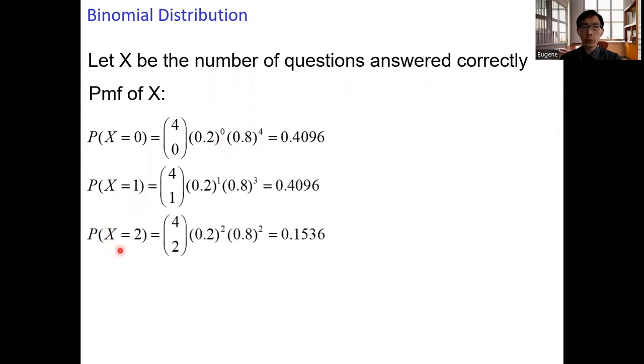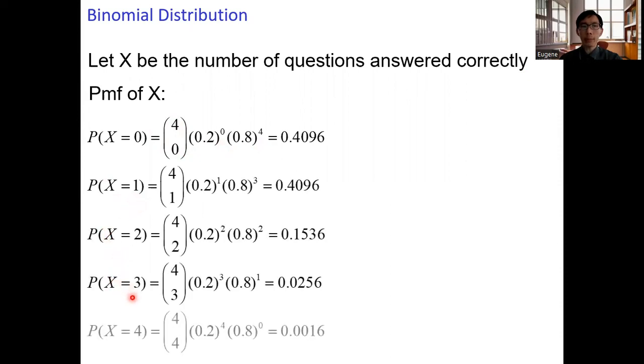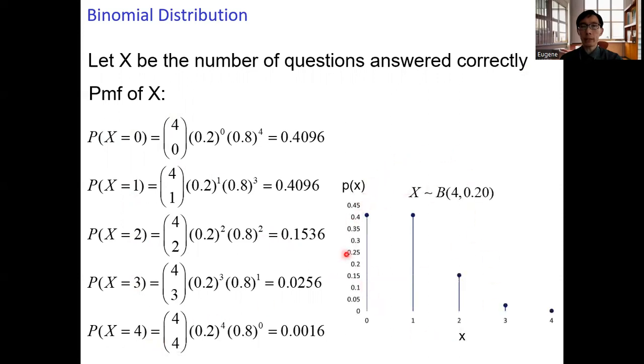And then we can have the probability of getting one question correct, P of x equals 2, P of x equals 3, and P of x equals 4. There are altogether 4 questions, so the value of x can only be 0, 1, 2, 3, and 4. And on the right-hand side, we have the graph of the PMF. This is the graph for the random variable x that follows a binomial distribution with n equals 4 and p equals 0.2.